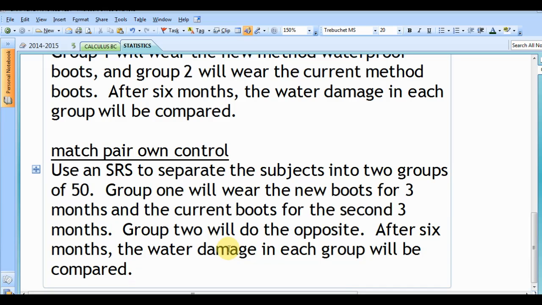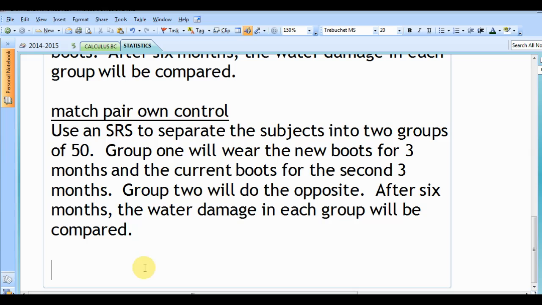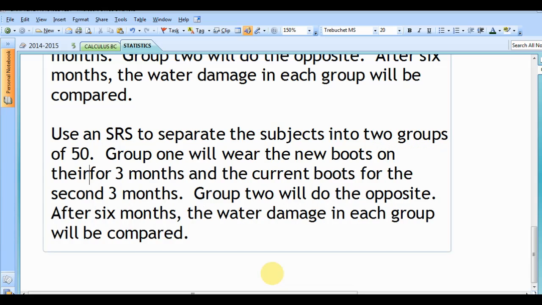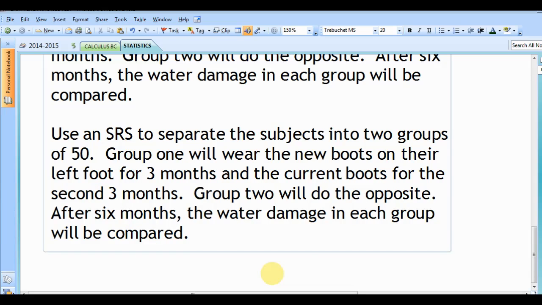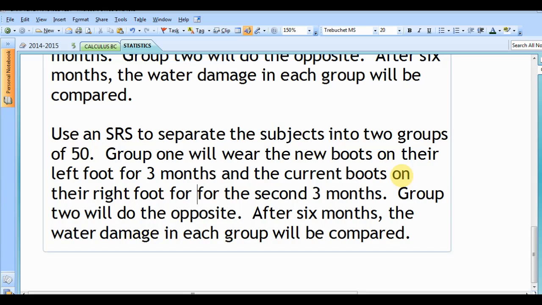There's another one. Here's another match pair. Separate into 2 groups. Group 1 will wear the new boot on their left foot, and the current boots on their right foot for the first 3 months.